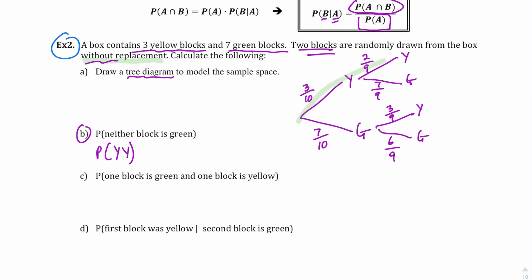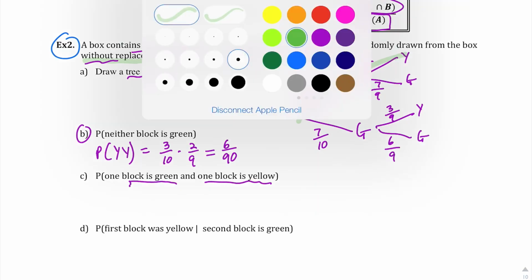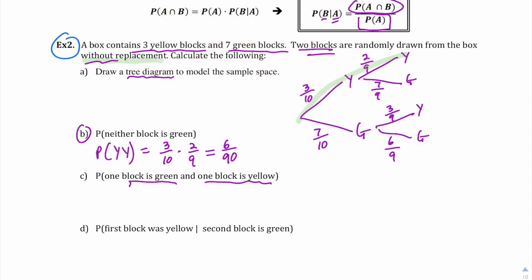And so again, if I want yellow and yellow, I'm moving along the branches, and so that's going to be 3/10 multiplied by 2/9, 6 over 90, which you can simplify or not. It's not a requirement. All right, probability 1 block is green and 1 block is yellow. And so in this case, you want to be aware of the fact that if we've got a yellow and a green, there are 2 different ways that this can happen. We could also get green first and yellow on the second.